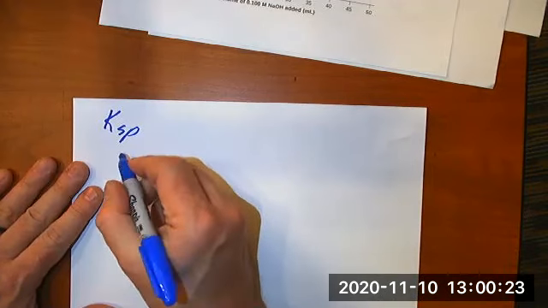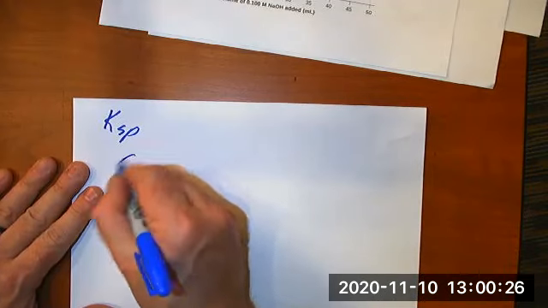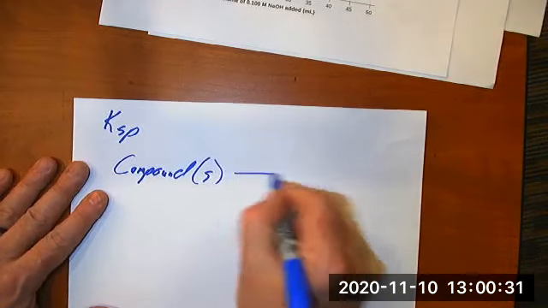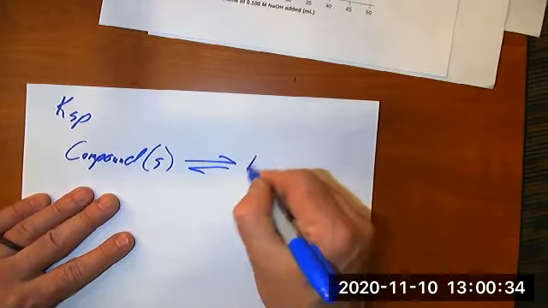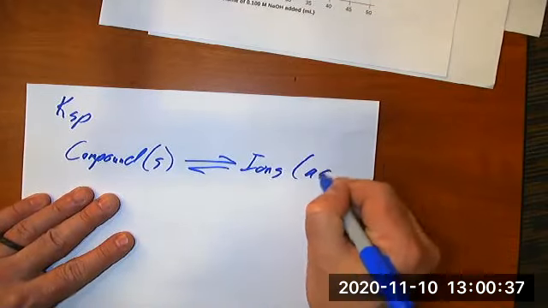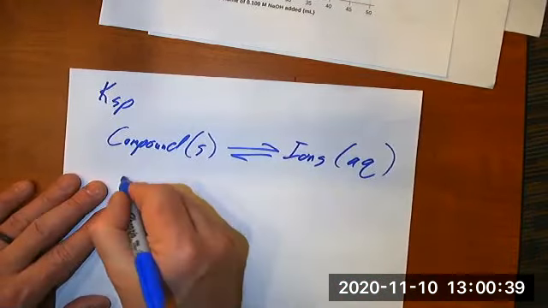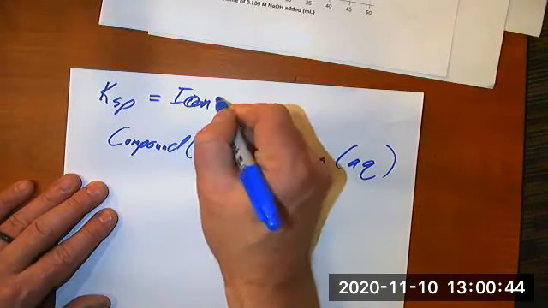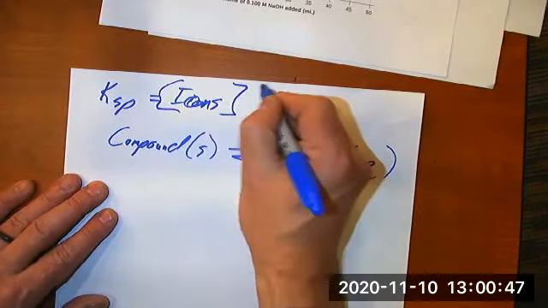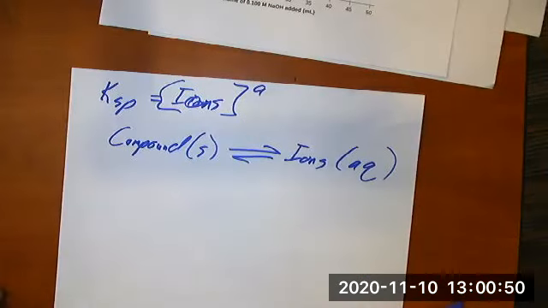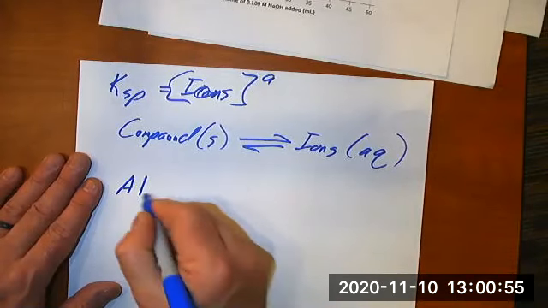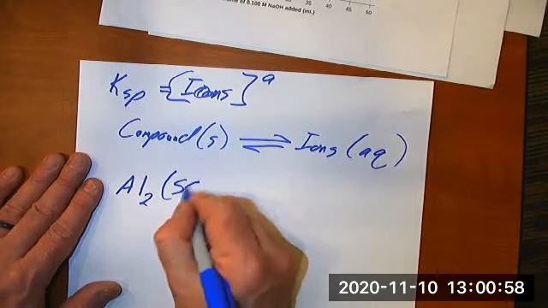So let's think about KSP first. KSP is for an ionic compound that's a solid that can be in equilibrium with its ions in aqueous solution. Our KSP is just going to be the ion concentrations to their powers that you have. So picking an example, let's suppose we have aluminum sulfate.